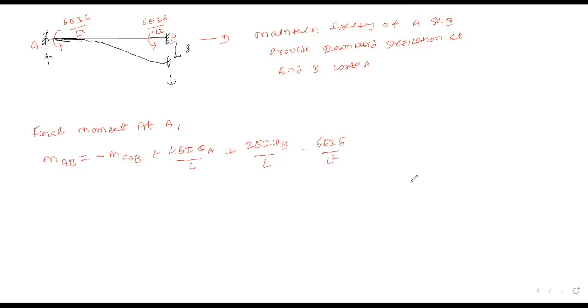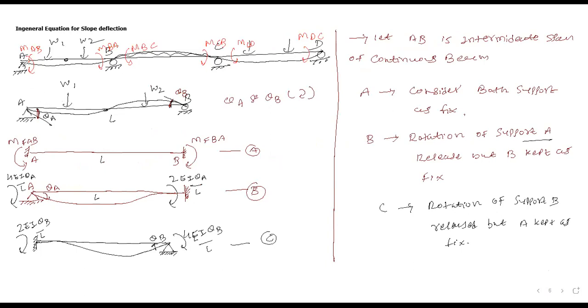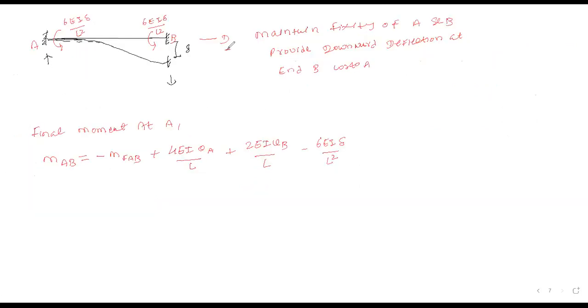Sir, please tell once again the final moment at A. Let us consider all the moments for point A only. For point A, case number A, we have one fixed moment, anti-clockwise MFAB. Case B, clockwise 4EI theta A by L. Case C, clockwise 2EI theta B by L. And case number D, anti-clockwise 6EI delta by L square. We are summing up all the moments with respect to sign: clockwise positive, anti-clockwise negative. Clear?